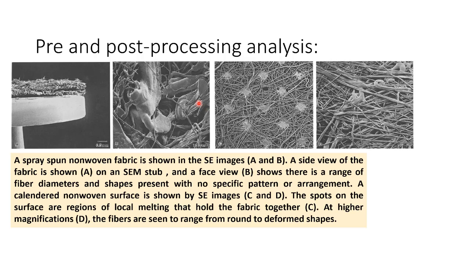Then it will not give much information because it is a very low magnification image. Then at a high magnification, we can see the different patterns. Like here we can see patch-like formations. So these are the local melting which are holding the fibers together. And again at higher magnification, the fibers are seen to arrange from round to deformed shape. So this kind of pre-processing and post-processing analysis can be done.